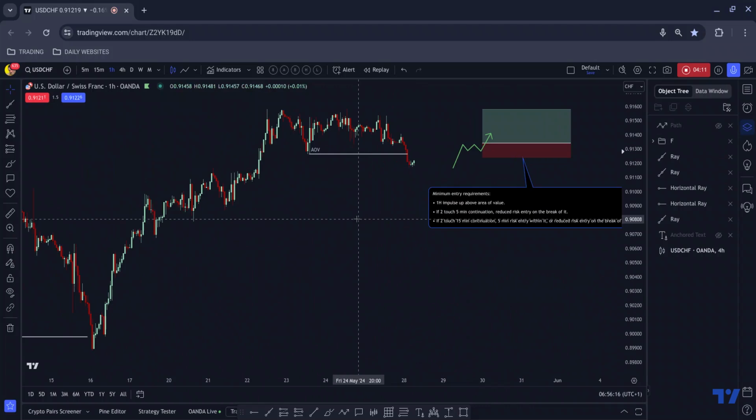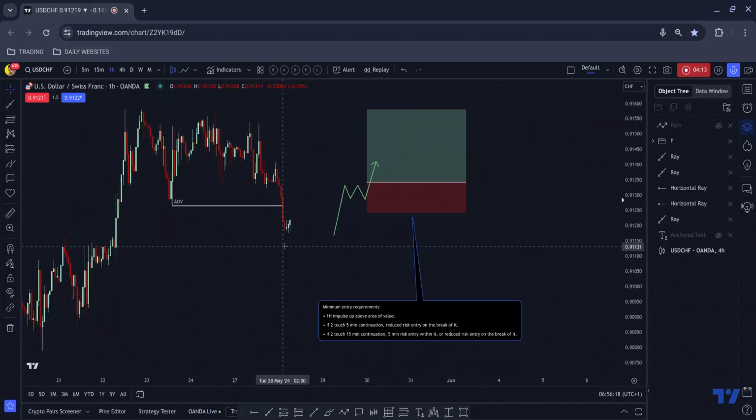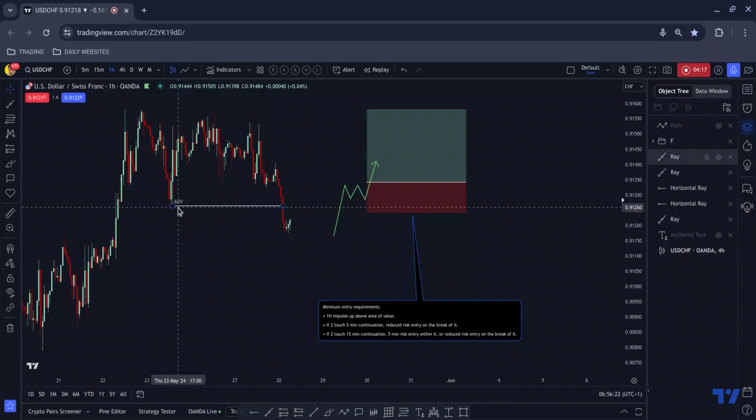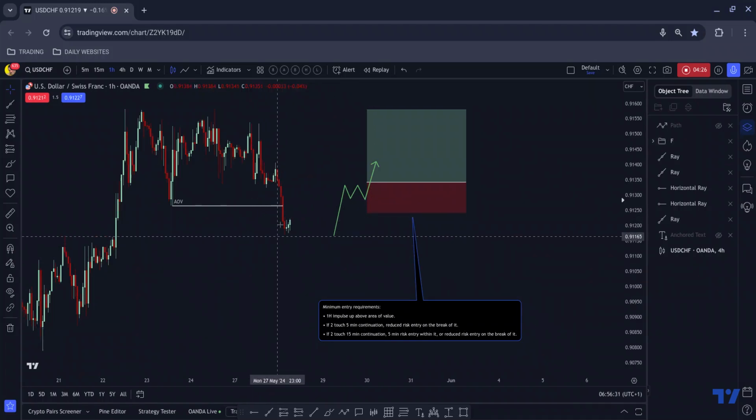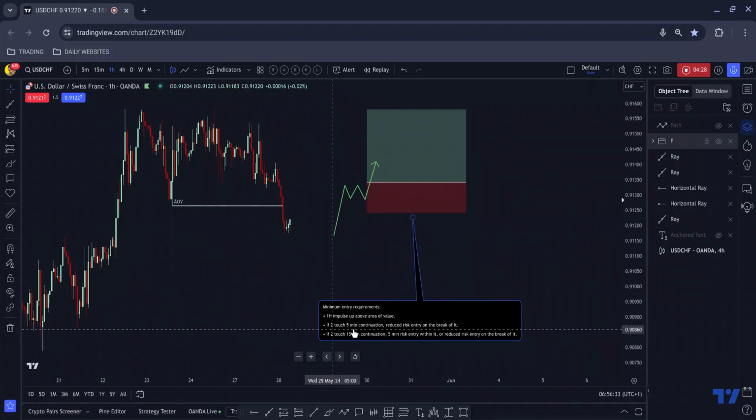What I'm anticipating at this moment in time, or what I'm looking for rather, is an impulsive move back up, back above this area of value. So potentially catching people on the wrong side of the market. And then I'll be looking for a 2-touch 5-minute continuation. I see no reason whatsoever to wait for more than that.